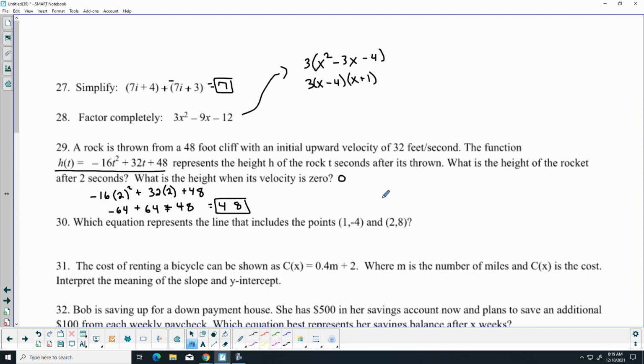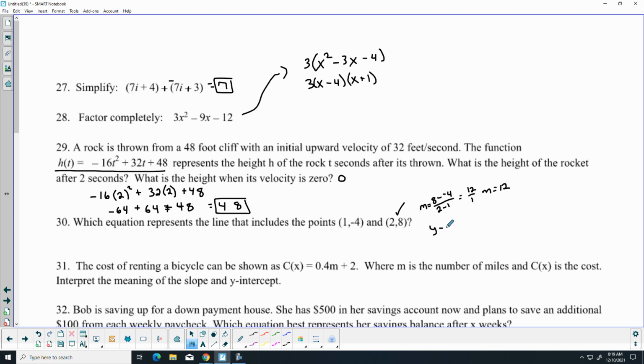All right, 30. Which equation represents the line that goes through those points? Start by finding your slope: difference of your y's over the difference of your x's. And that's going to be 12 over 1. So my m is 12. And it doesn't matter which point you choose. I'm going to choose that one because there's no negative signs, and I'm going to use point-slope.